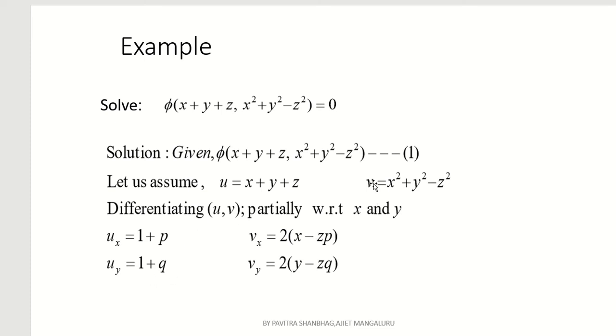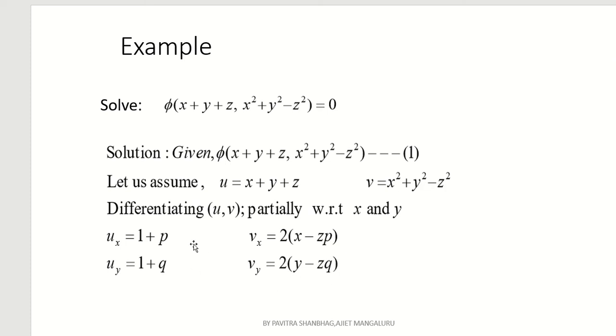Similarly, how to write v_x? 2x plus 0 minus 2z ∂z/∂x, that is minus 2zp. 2 common, x minus zp. Similarly, what is v_y? 0 plus 2y minus 2z ∂z/∂y, that is minus 2zq. So 2 common, y minus zq.